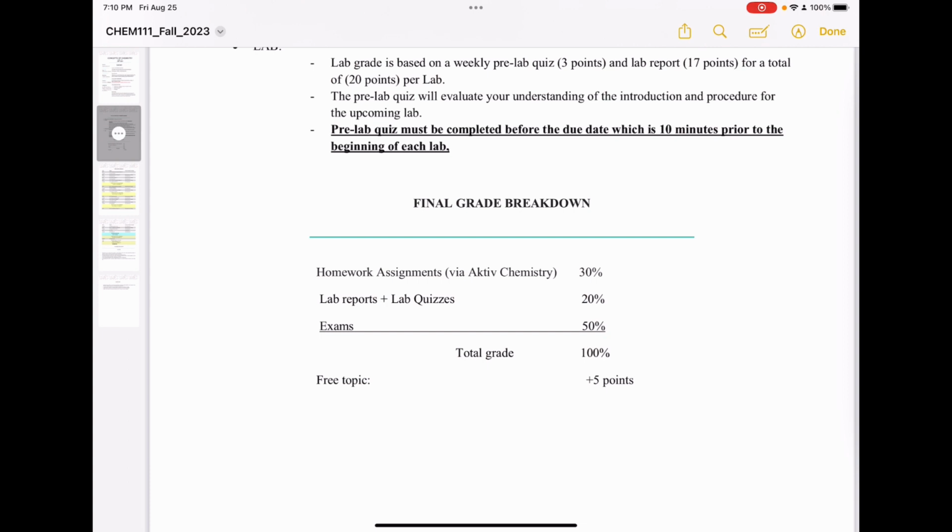What I'm adding here as a bonus point is the free topic. So this will be done on the discussion board on Blackboard. And again, this is not a requirement unless you are interested in taking advantage of 5 bonus points that go to the final grade. So that's kind of a pretty big deal. And honestly, it's a very easy assignment.